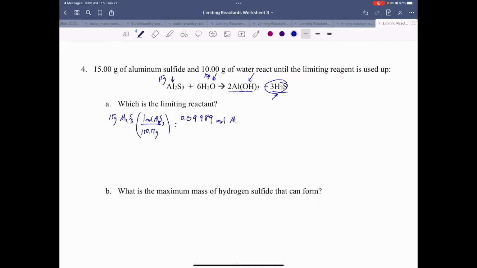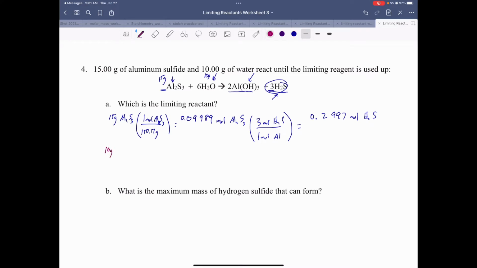This is moles of aluminum sulfide. So how much product do we get from that? Well, the molar ratio is 1 to 3. So 1 mole of, I'm not going to write out the whole thing, I'm just going to write the aluminum compound, is to 3 moles of H2S. Okay, and now let's just figure this out. So times 3, I get 0.2997 moles of H2S.